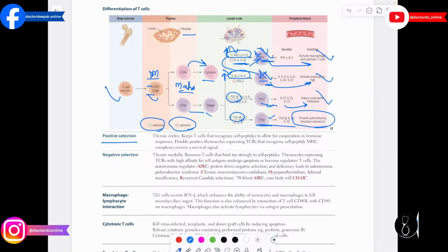The positive selection is going to happen in the thymic cortex. It keeps the T cells that recognize self peptides to allow for cooperation in immune responses. The double positive thymocytes expressing T cell receptors that recognize self peptide MHC complexes receive a survival signal. So we're having both of them.